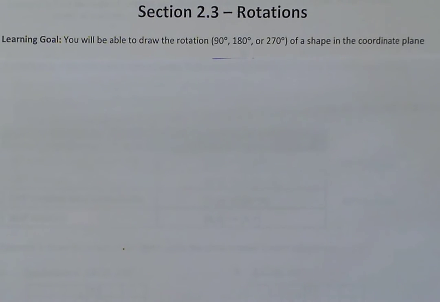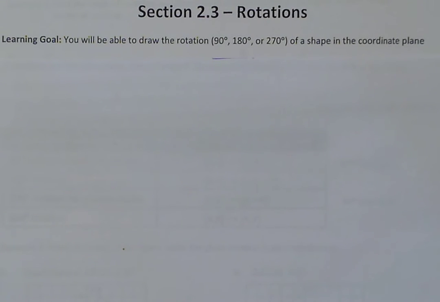For today's lesson, we're going to be taking a look at section 2.3, which is going to deal with rotations. Now, section 3 is the third installment of our transformations module. So far, we've talked about translation and we've talked about reflection. Today, we are going to look at rotations. Now, today, we're going to look at rotating in the coordinate plane.